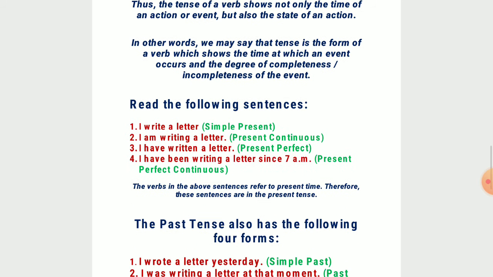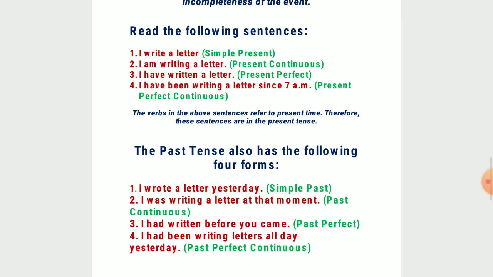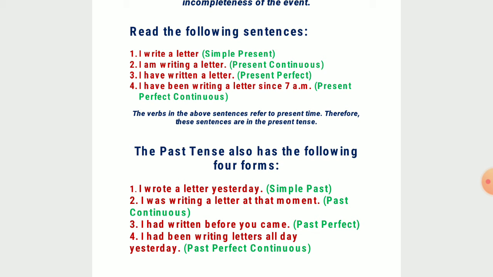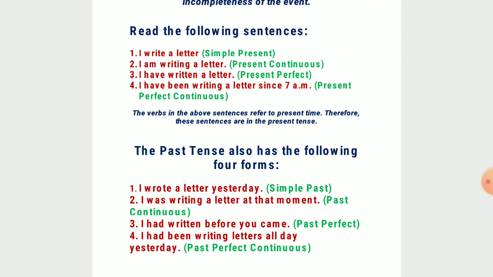Now again, dear students, read the following sentences. Number 1, I write a letter. Very simple, it is in simple present tense. I am writing a letter. It is in present continuous tense. I have written a letter. It is in present perfect tense. I have been writing a letter since 7 a.m. It is in present perfect continuous tense.